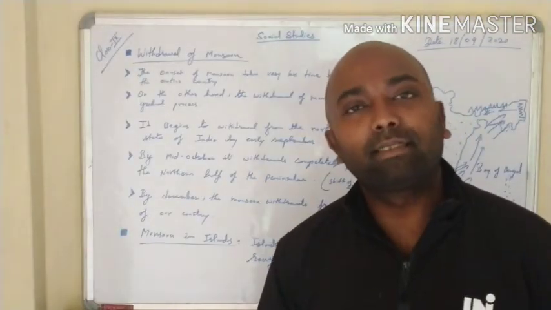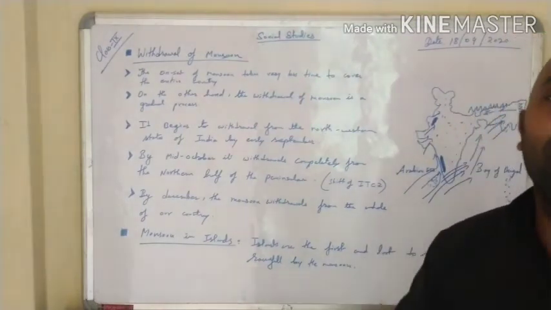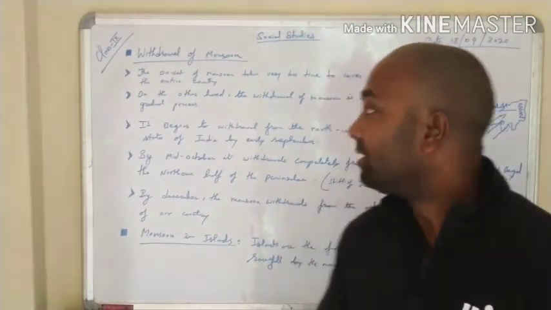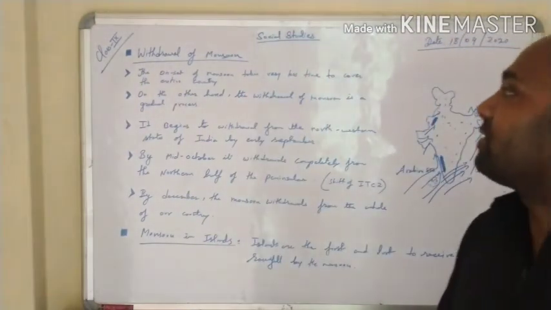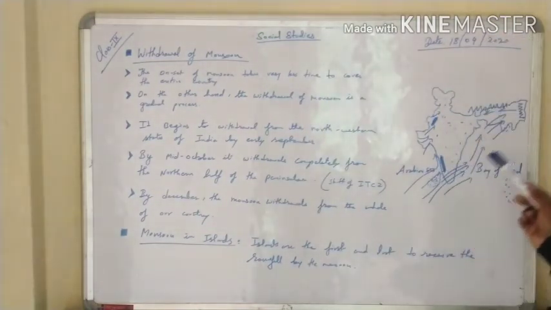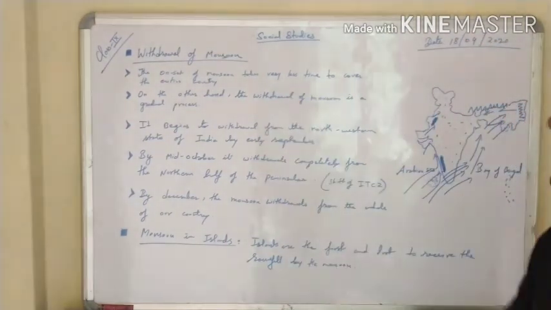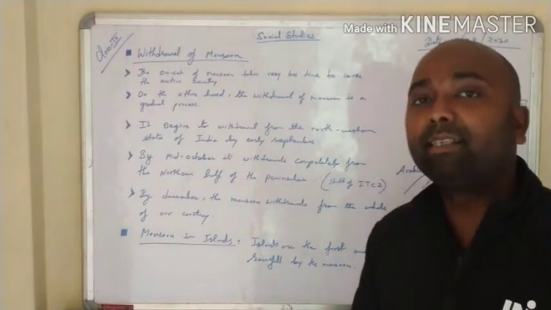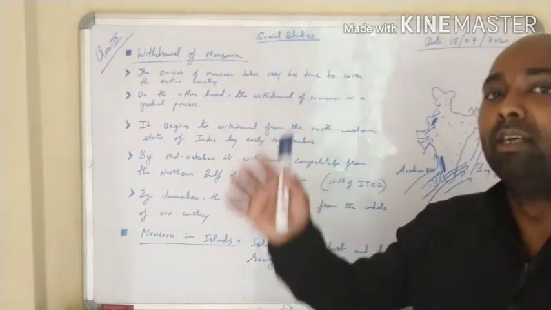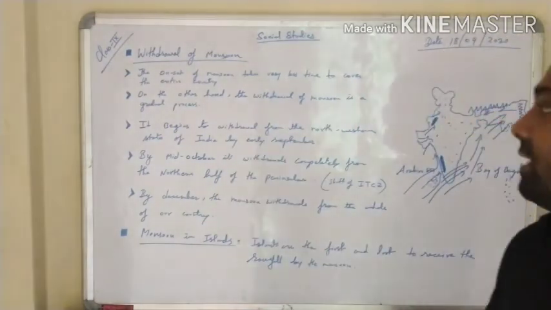Okay, students, now let us understand about the withdrawal of monsoon. Unlike the onset of monsoon, withdrawal of monsoon is a gradual process. When we talk about the onset of monsoon, you know that it takes very little time to cover the entire country. When it starts, it covers the entire country within a month or so, and it gives rain to the entire nation. But on the other hand, the withdrawal of monsoon is a gradual process. Firstly it will go away from the northern side and slowly it withdraws. Let us understand this.